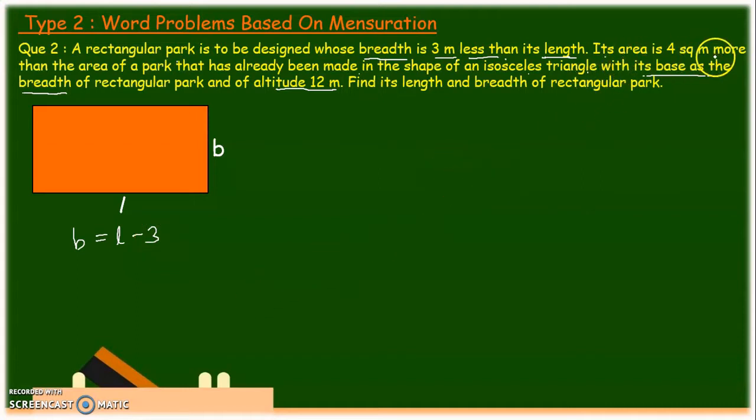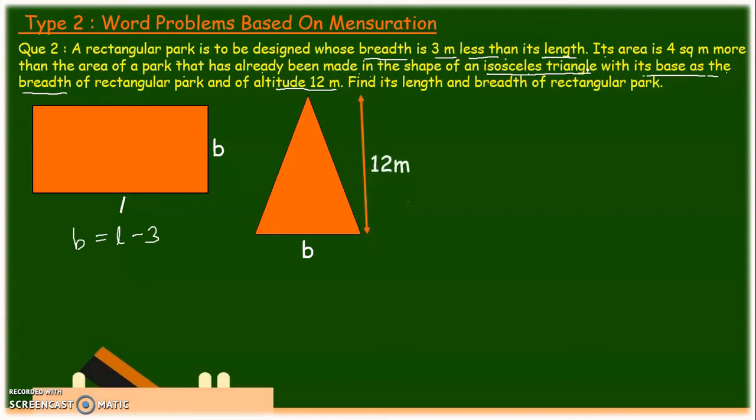And its area is 4 square meter more than the area of the park that has already been made in the shape of an isosceles triangle. So let's take an isosceles triangle whose base is equal to the breadth of the rectangular park, that is B, and altitude is given as 12 meter. So first of all, find out the area of the rectangle. The formula will be L multiplied by B. So here in place of B we will put L minus 3.